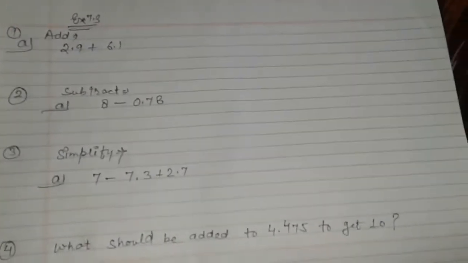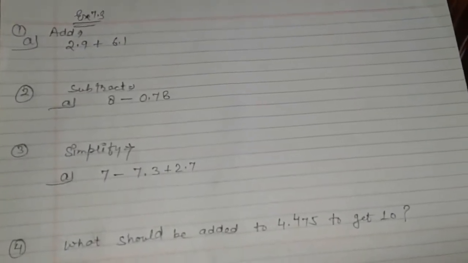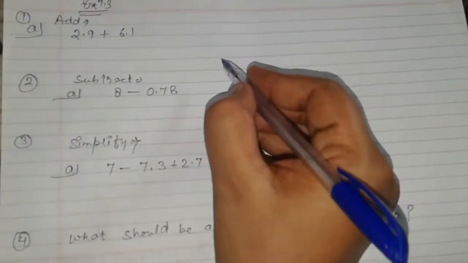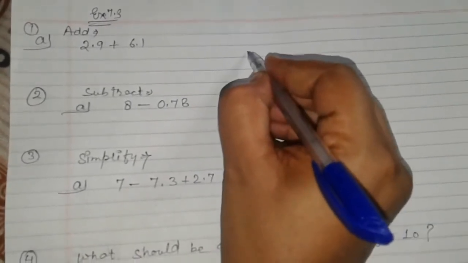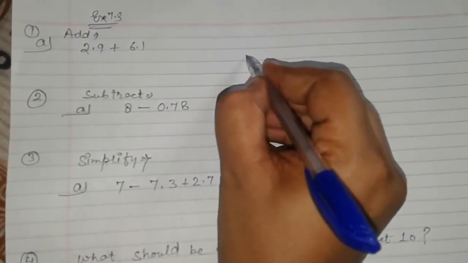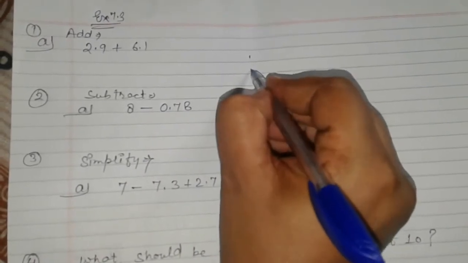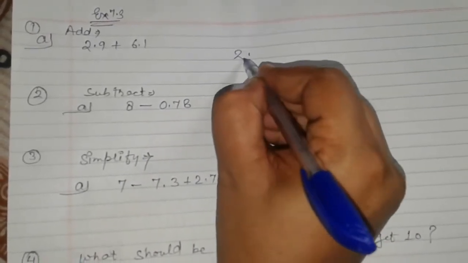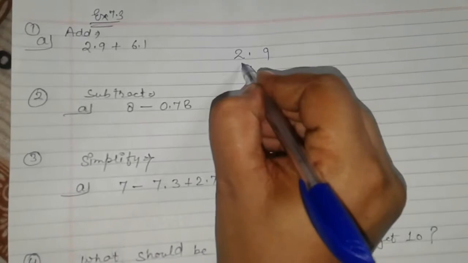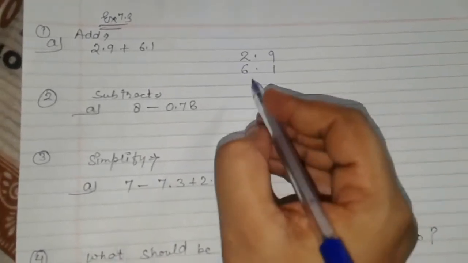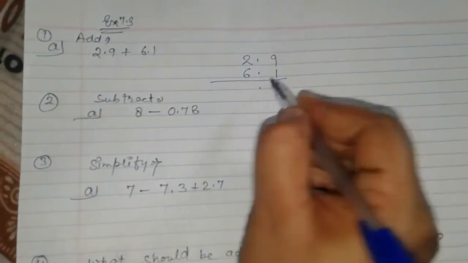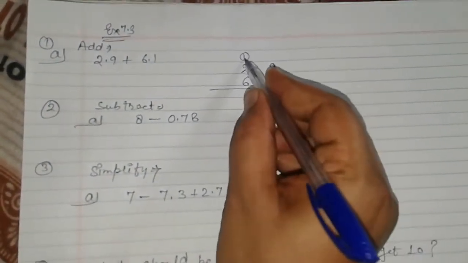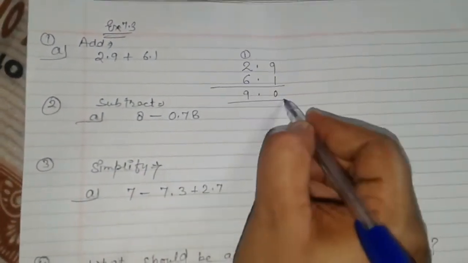Now exercise 7.3, addition of decimal numbers. For that we need to write the decimal numbers vertically, with the decimal points of the numbers aligned. Nine plus 1 is 10, 1 carry, 3 and 9.